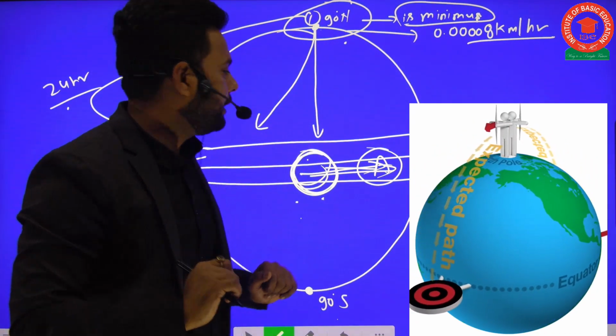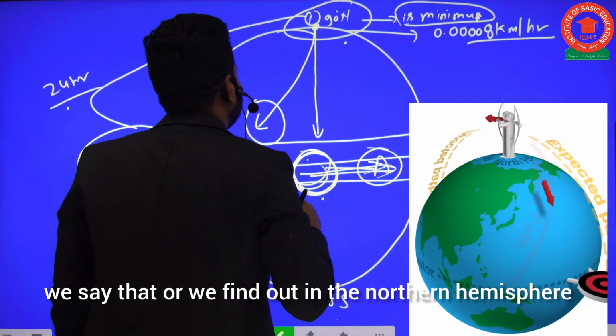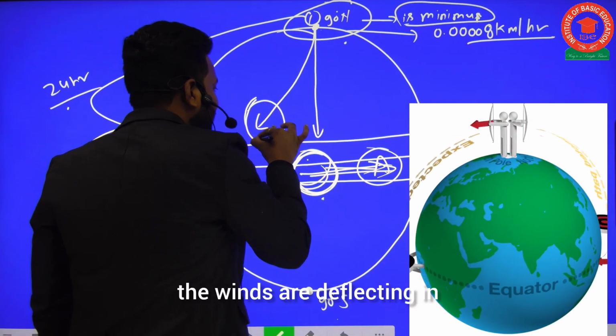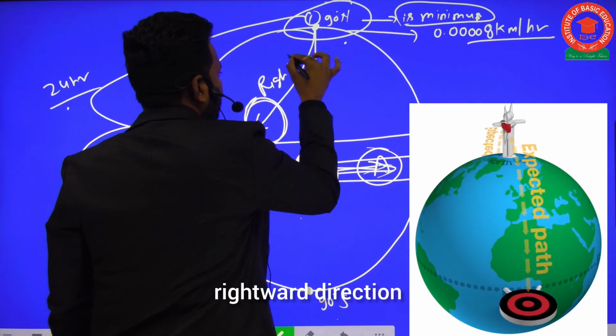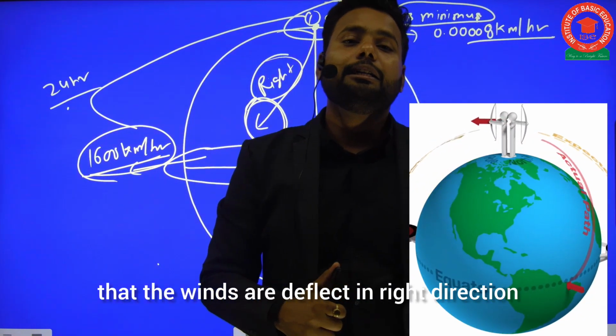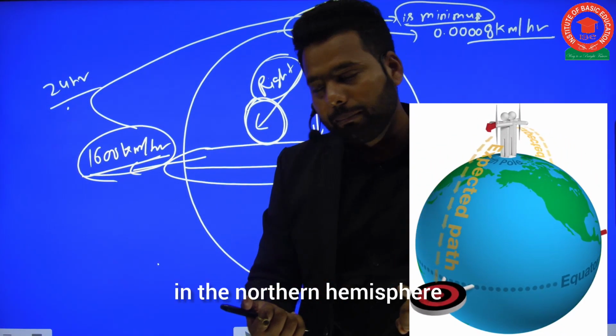Is it okay? Due to this reason, we from the observer side find that in the northern hemisphere the winds are deflecting in their rightward direction. That is why Ferrel's law says that the winds are deflected in the right direction in the northern hemisphere.